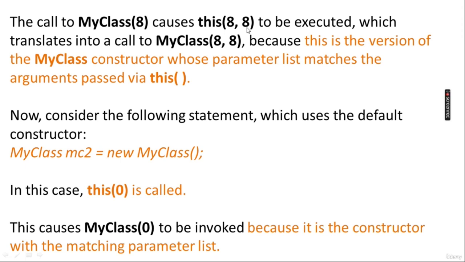Now, MyClass mc2 = new MyClass(). This(0, 0) is called. This causes MyClass(0, 0) to be invoked, because this is the constructor with the matching parameter list.